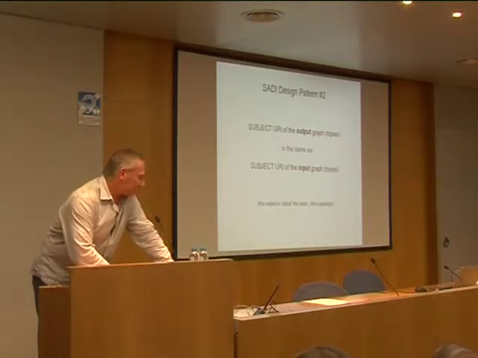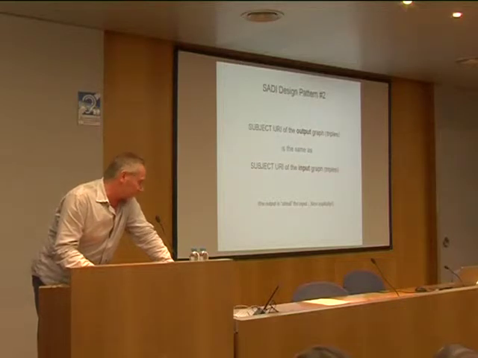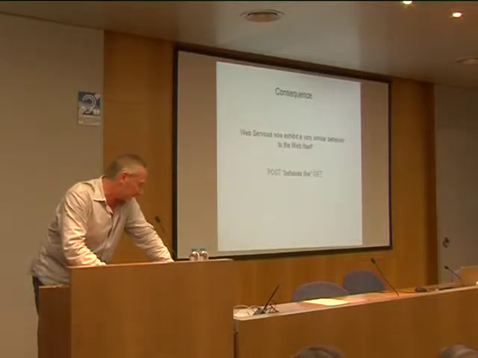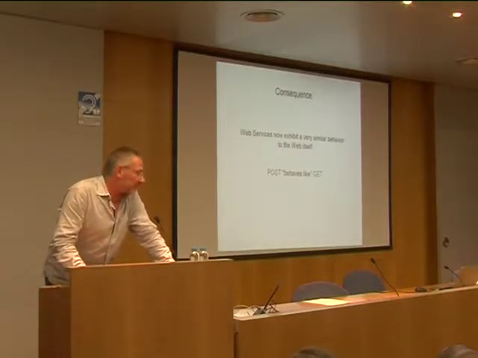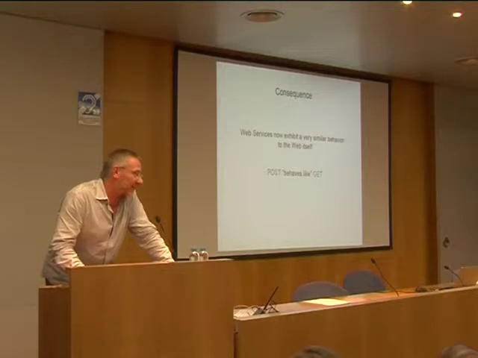So design pattern number 2 is that the subject URI of the output graph from your service, the triples, is the same as the subject URI of the input graph of your triples. So the output is now explicitly about the input. Now the web services exhibit a very similar behavior to the web itself. Our POST to the service behaves very much like a GET.